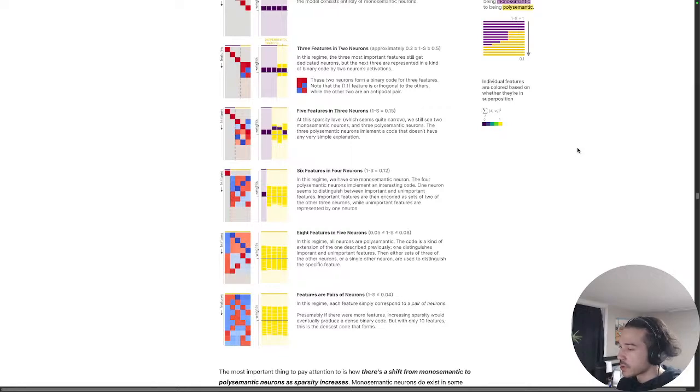Features as pairs of neurons, 1 minus s less than or equal to 0.04. In this regime, each feature simply corresponds to a pair of neurons. Presumably, if there were more features, increasing sparsity would eventually produce a dense binary code, but with only 10 features, this is the densest code that forms.